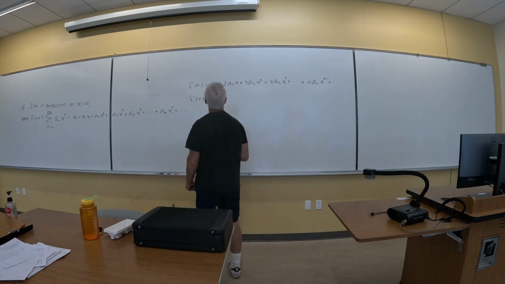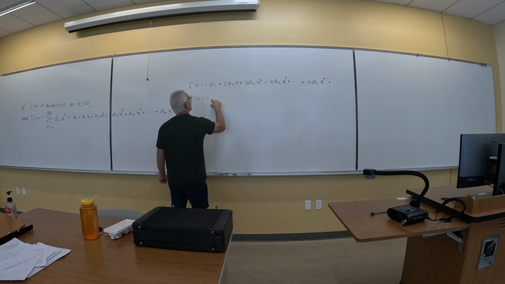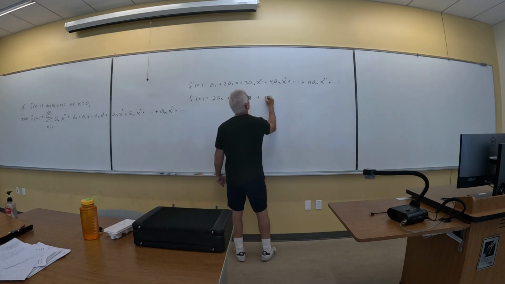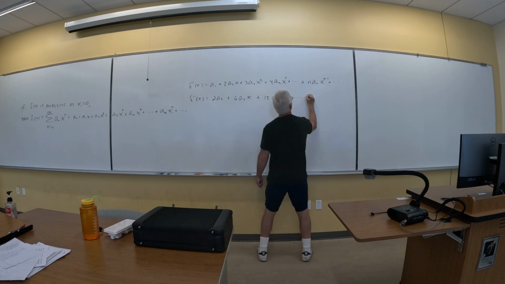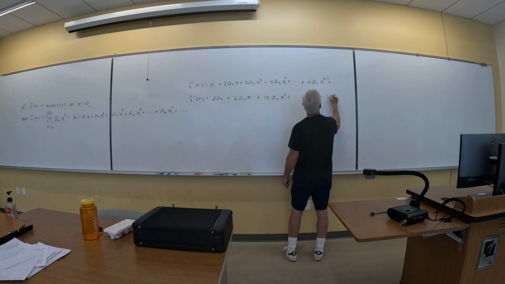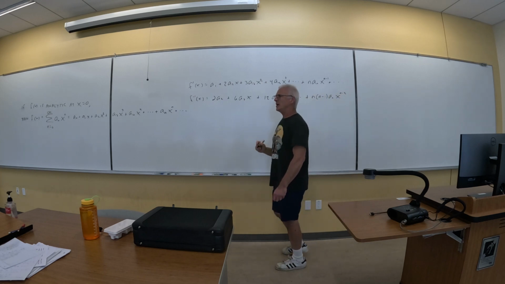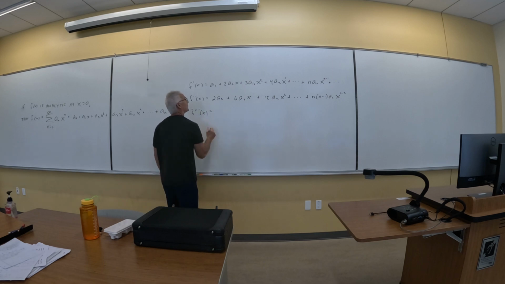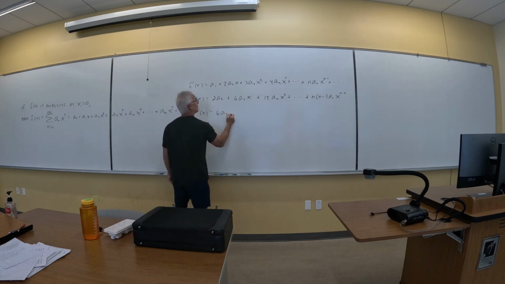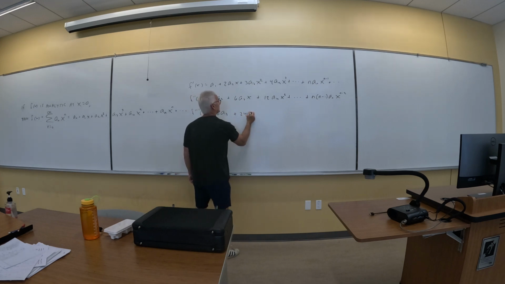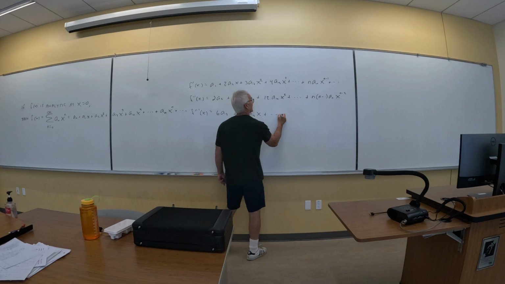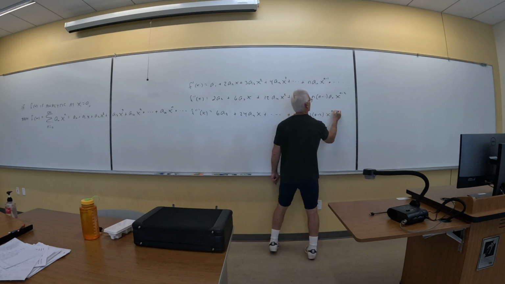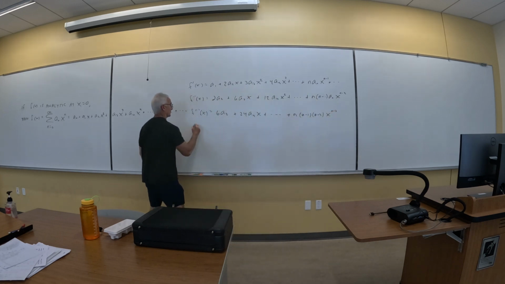Now what does the second derivative look like? It's 2a2, and then 6a3x, and then 12a4x squared, and then eventually n times n minus 1, a_n x to the n minus 2. We'll do one more, because we want to see if we can figure out a pattern here. Then the third derivative would be 6a3, and then 24a4x, and then that goes on to n times n minus 1 times n minus 2, a_n x to the n minus 3. Maybe we'll do one more derivative.